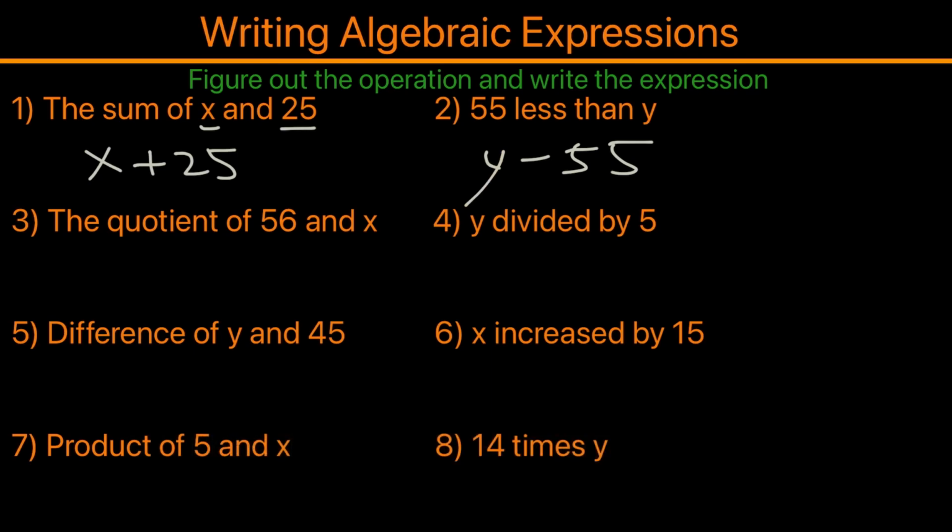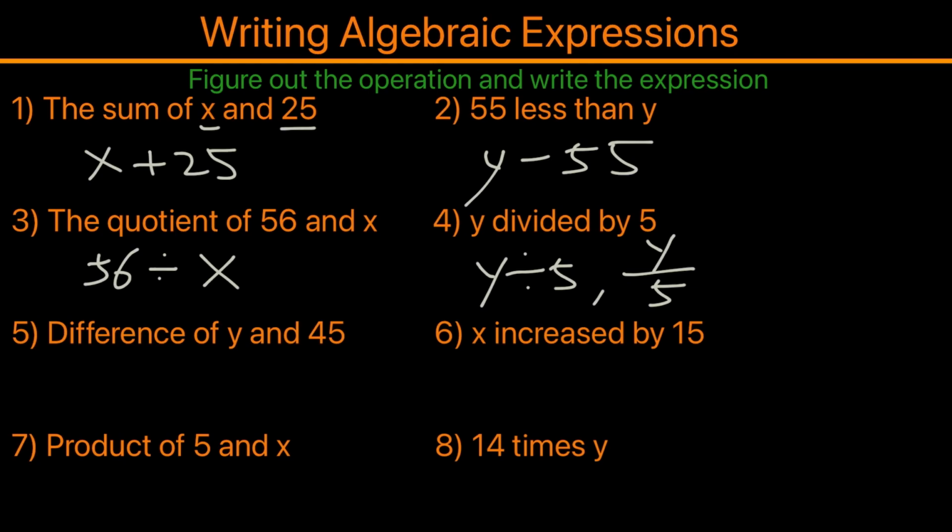For the third example, the quotient of 56 and x. The quotient is the answer to a division, and we want to find out what is the quotient of 56 and x, so therefore we would divide 56 by x. The fourth example, y divided by 5. So it will be y divided by 5 as mentioned, or you could write it as y over 5. Either way, it will be y divided by 5.